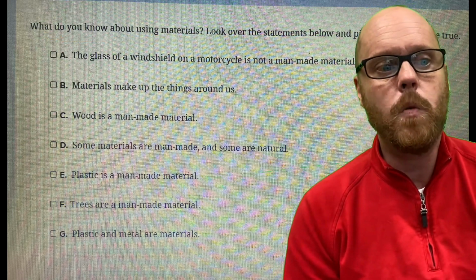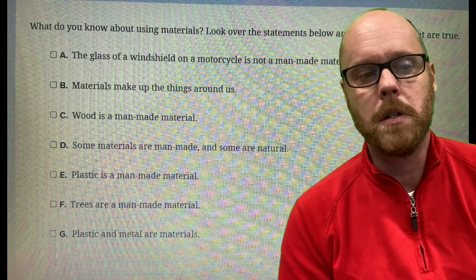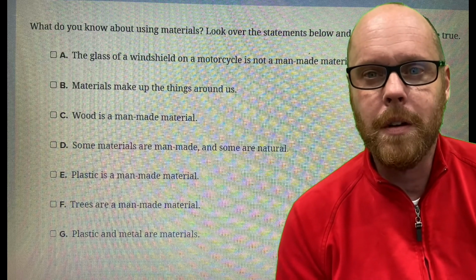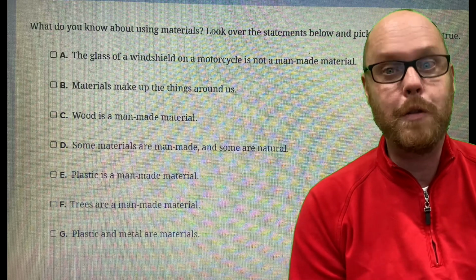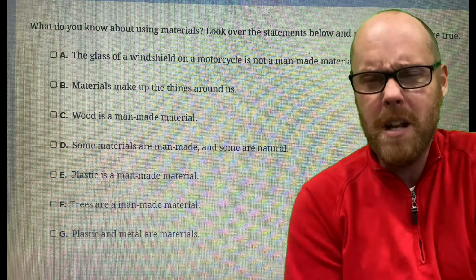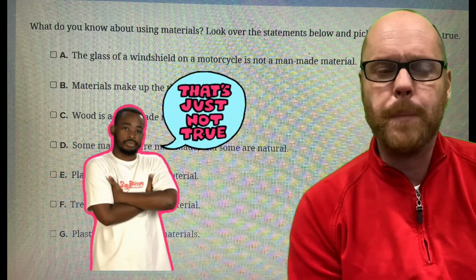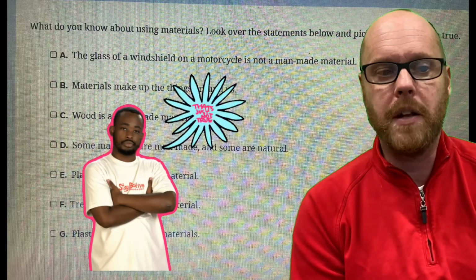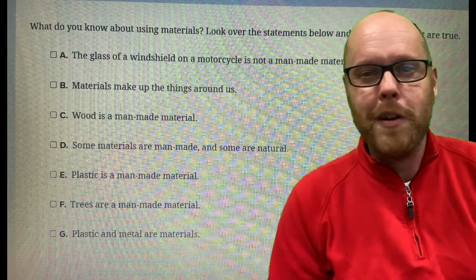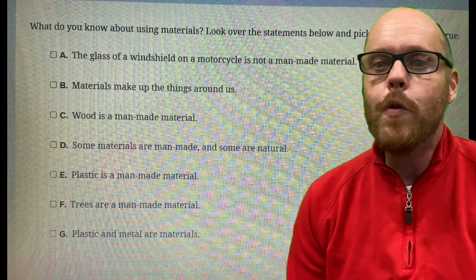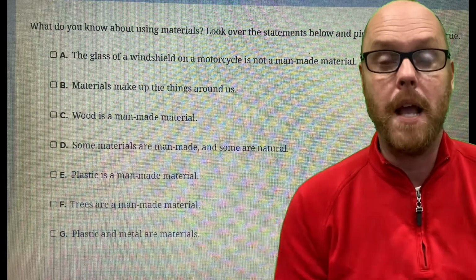A, the glass of a windshield on a motorcycle is not a man-made material. Well, is that true or false? Well, glass doesn't happen too often naturally. And the material that we're using to build windshields, especially on motorcycles, are definitely man-made. So we wouldn't click this one for one of our true answers. How about B? Materials make up the things around us. Well, if you just paid attention to about a minute ago what I just said, materials make up things, everything around us, you know that this statement is true. So on your activity page, what you would do is probably pick B as a true answer.